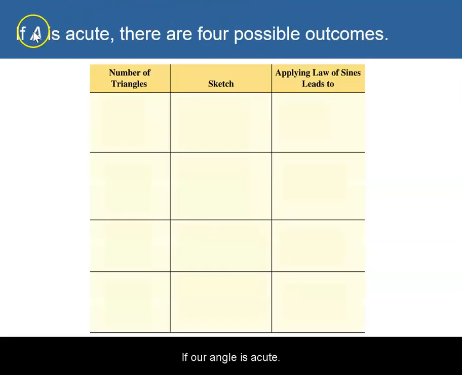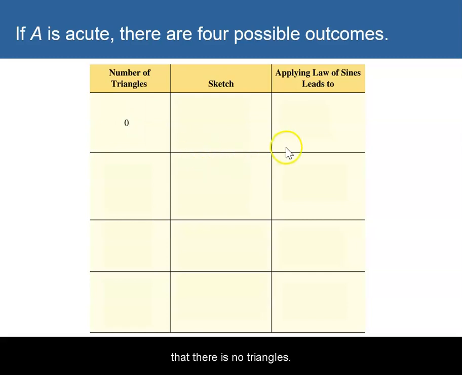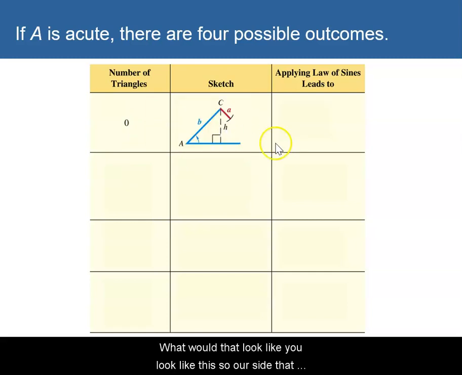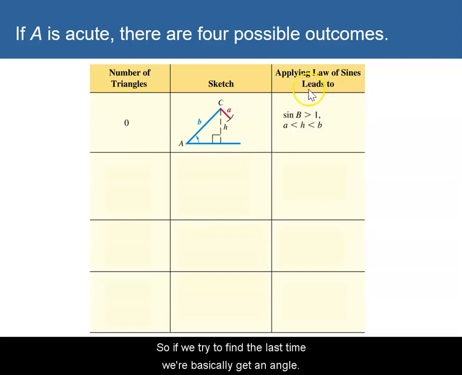Okay, so let's go ahead and work on this. If our angle is acute, then there are 4 possible outcomes. First off, let's say that there are no triangles. What would that look like? It would look like this. Our side that is opposite the angle A is too short to reach our end leg, basically. If we try to apply the law of sines, we're going to get a ratio for this angle B that's larger than 1, which we all know is not possible, right? The largest that sine can be is 1.